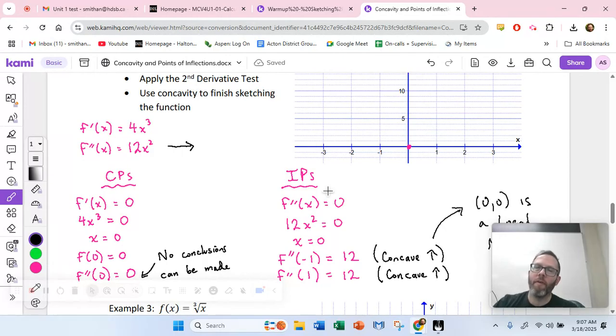12x squared is a function you guys should just kind of know what it looks like. We can make a simple sketch here of this second derivative. It's a parabola. It opens up. Its vertex is at 0, 0. It looks like that.